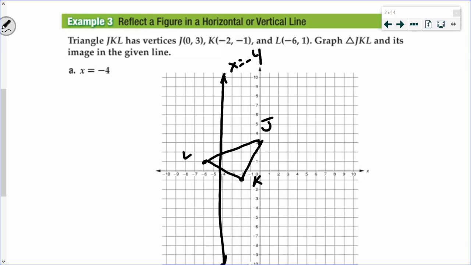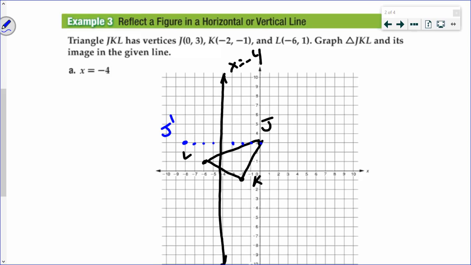All right, so we're trying to figure out how far each of these points is. I'm going to use blue to do this. So how far is J from the line x equals -4? Well, it's 1, 2, 3, 4 units. So on the other side of x equals -4, we need to go 1, 2, 3, 4 units, and that would be point J prime.